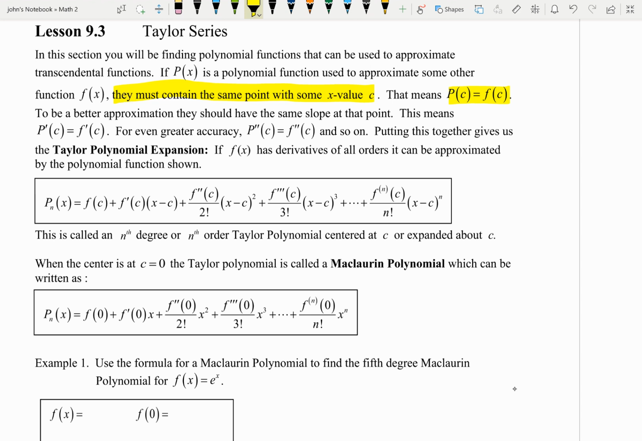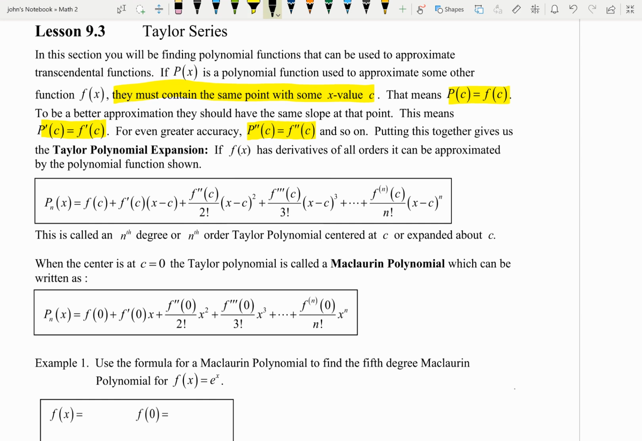To better the approximation, they should also have the same slope at that point. Well, if they have the same slope, that means that the derivative of the polynomial function at c is equal to the derivative of the function at c. And if you want even more accuracy, we want the second derivative to equal the second derivative of the function at that point. Anyway, when you put all this together, we end up with what's called the Taylor polynomial expansion.